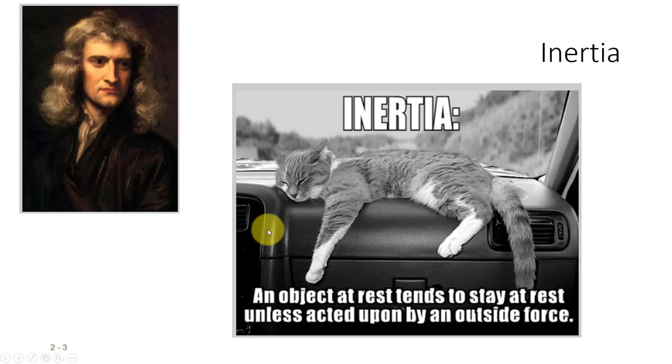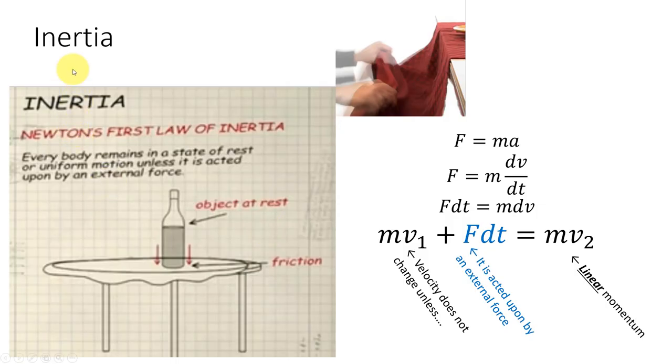So here's inertia. An object at rest tends to stay at rest unless acted upon by an outside force. Here's the full Newton's first law. So everything remains at a state of rest or uniform motion unless acted upon by an external force. To put an equation to this law, and there is so much that can be derived from F equals ma. So for statics, everything we've done in statics, force is not equal to ma.